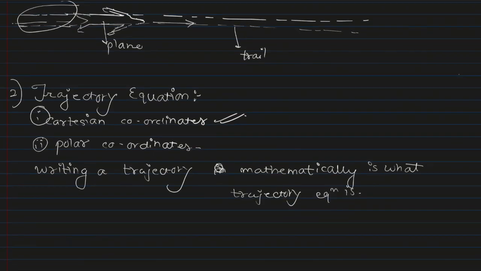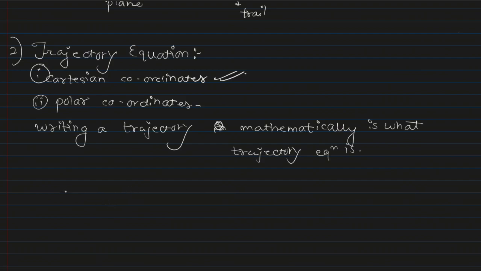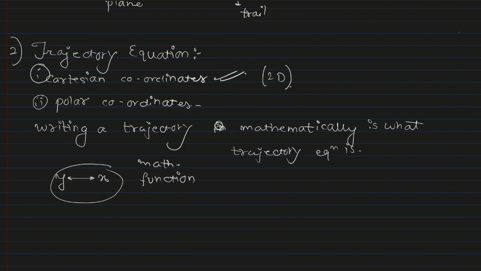So we need to establish a definite relation between the x coordinates and the y coordinates of the particle which is traversing in the plane. If this is a 2D plane, we set our plane in such a way that it contains the particle and it has a definite relation between its y coordinate and x coordinate. And this definite relation is what we call a mathematical function.